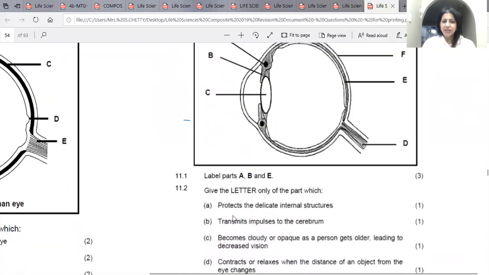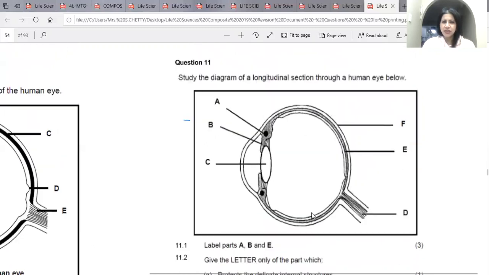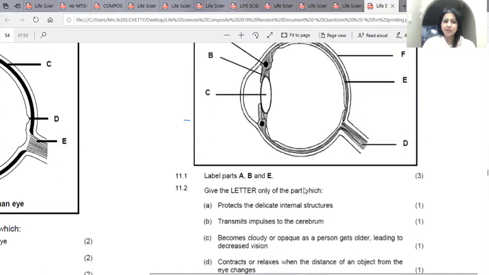So we've done that. Give the letter only of the part. Follow instructions. If they say letter only, give the letter only. And there's only one mark. Protects the delicate internal structures. So which one? It'll be F. Actually, it's your choroid, isn't it? So it's that tough membrane.